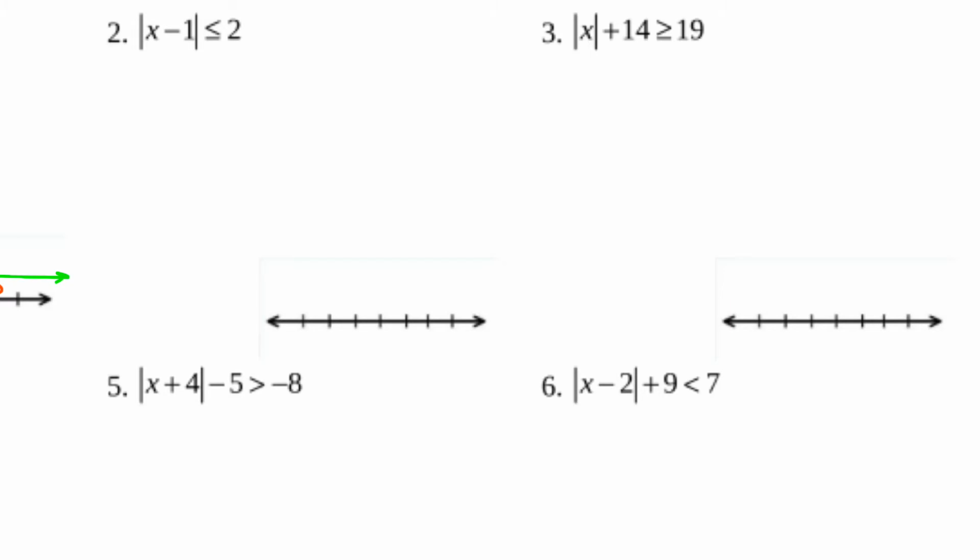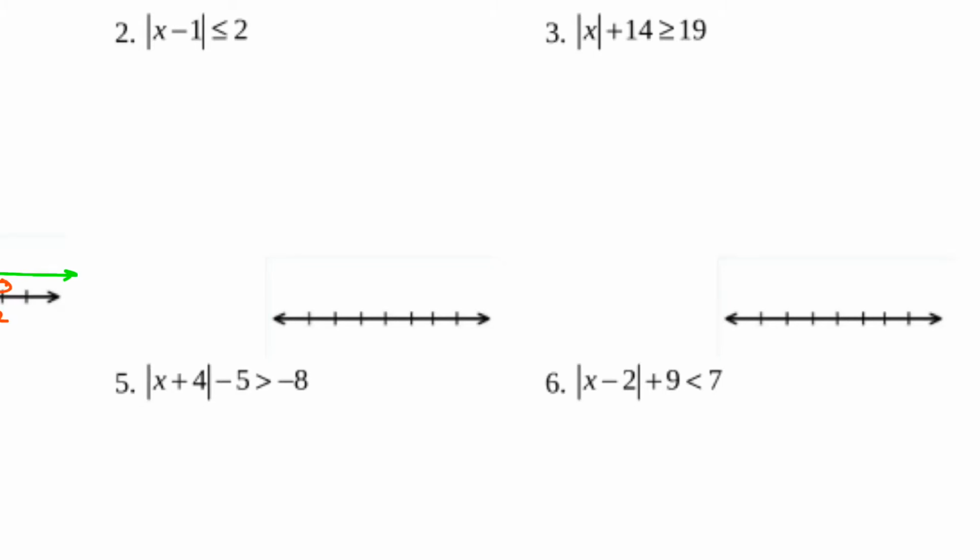In number 2, the absolute value is already by itself. But again, we want to note that this problem contains a less than. And again, it happens to be a less than or equal to, but it's still a less than. So we want to remind ourselves that after we have the absolute value by itself, we want to look at that inequality symbol. And since it's a less than, this problem is an AND.